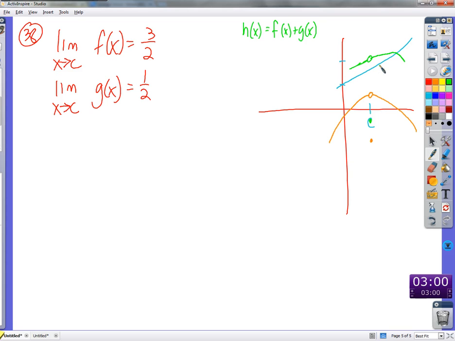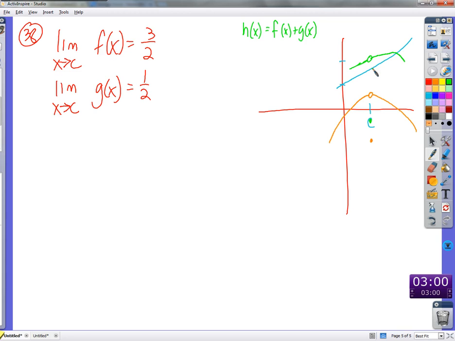And on the right, there are values here that are a little bit bigger than 3 halves, but they're getting close to 3 halves. Here, close to 1 half. So we're adding something that's close to 3 halves, plus something that's close to 1 half. So we're going to have something that's close to 2, a little bigger than 2, but close to 2. Okay. So the limit of this new function is just this limit plus this limit. 3 halves plus 1 half is 2.